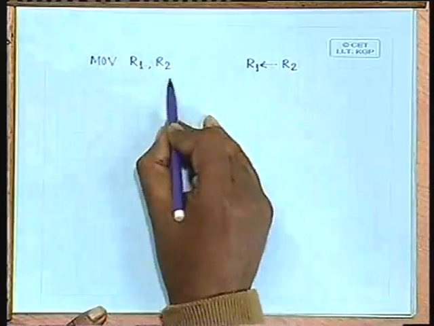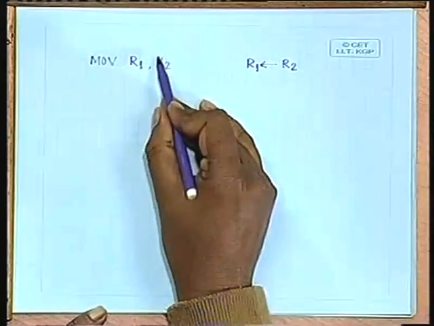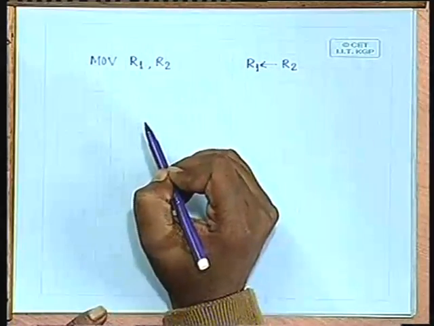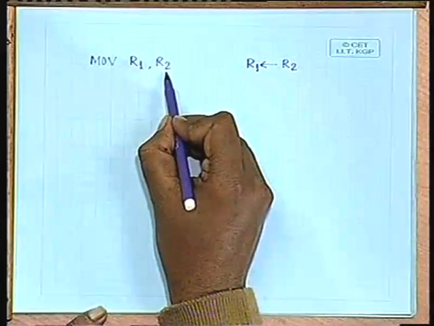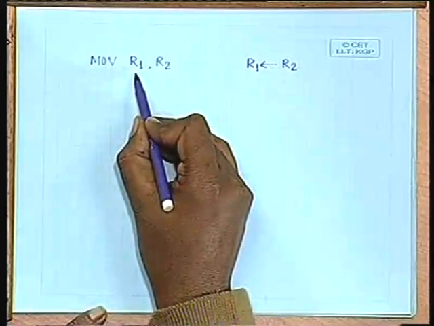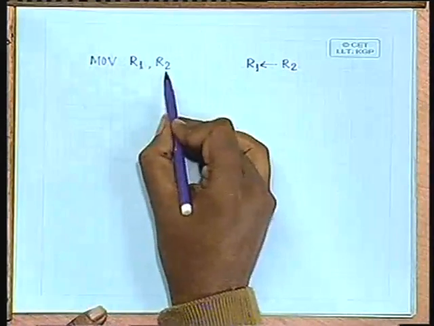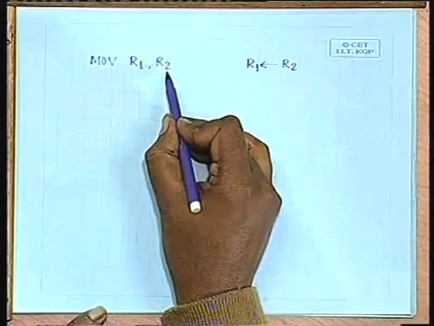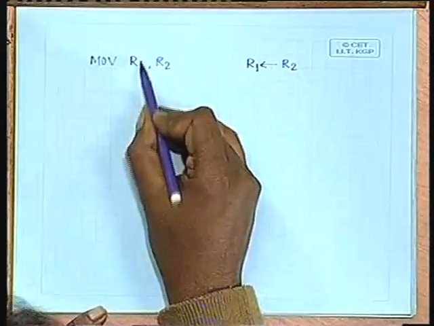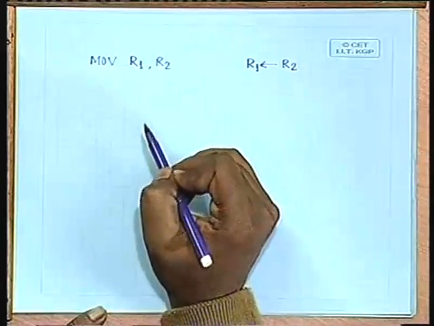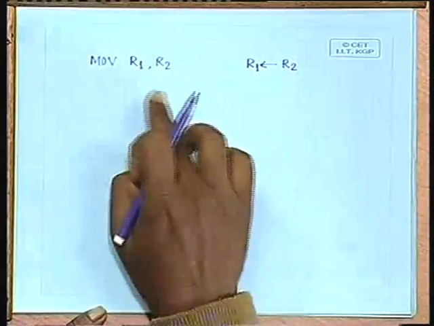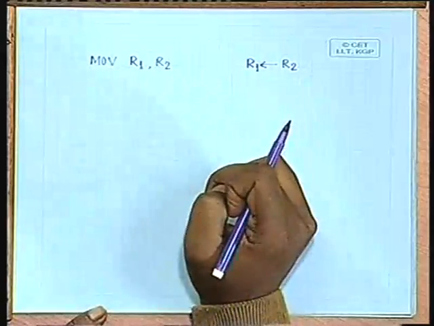So, for performing this particular operation, I have to activate the output of register R2, and at the same time I have to activate the load input of register R1. These two are called the control signals. One is controlling the output of register R2, the other one is controlling the input of register R1. All these registers will have such control inputs defined, and these control signals are to be generated in a proper way, so that the specified task can be executed.